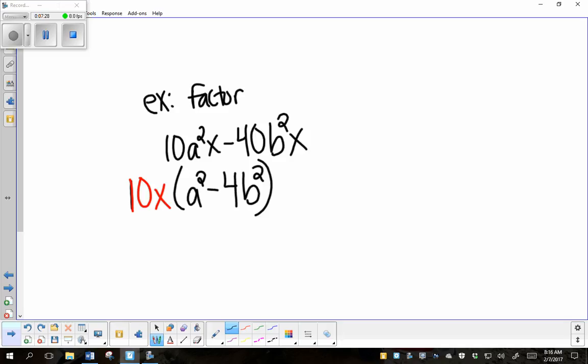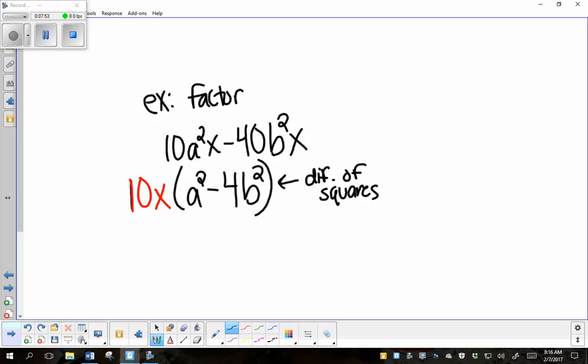Now, I want to look at those parentheses and see if I can factor any more. So when I see just 2 terms, I'm thinking, I wonder if this is either a difference of squares or a difference of cubes. I know it's a difference because it's a minus. And when I see the 4 and the 2 things squared in there, I recognize, hey, this thing in the parentheses, this is a difference of squares.